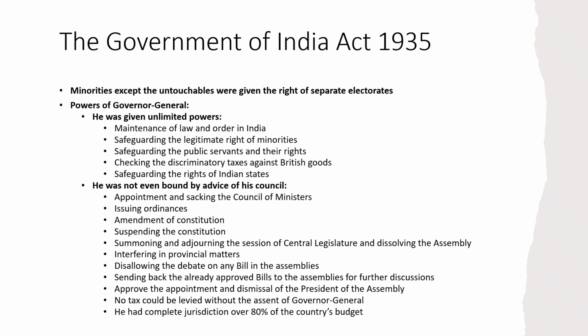Then, approving, appointing and dismissing the President of the Assembly was also the right of the Governor General. Moreover, no tax could be levied without the assent of the Governor General. He had complete jurisdiction over 80% of the country's budget. So, all these powers create the image of an autocrat in the mind.